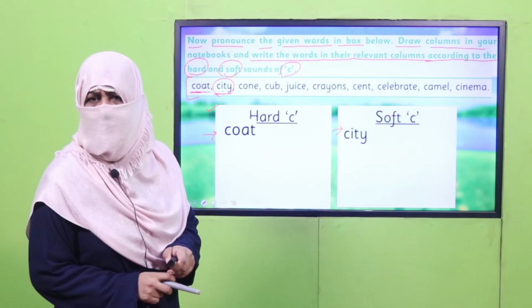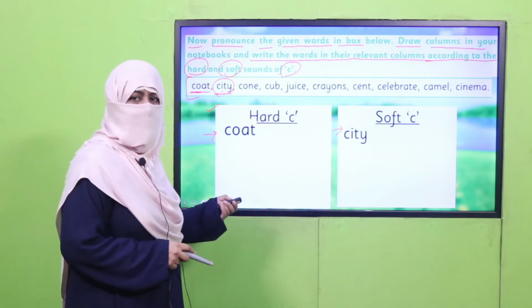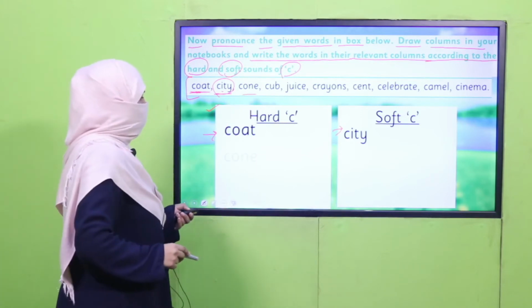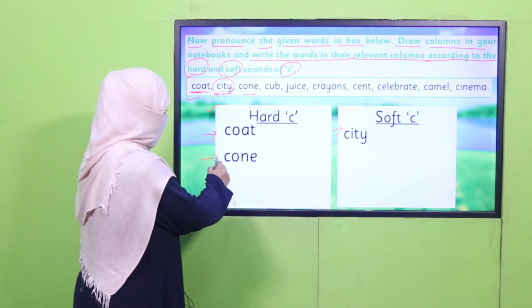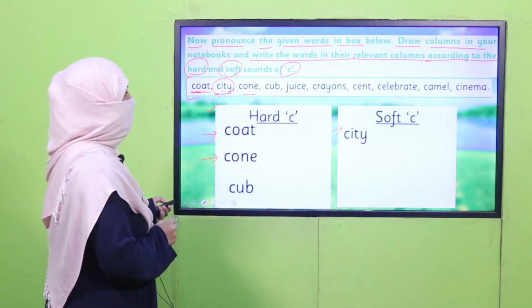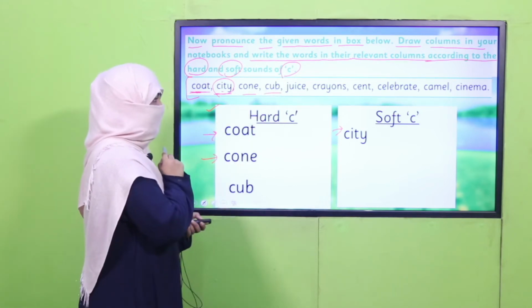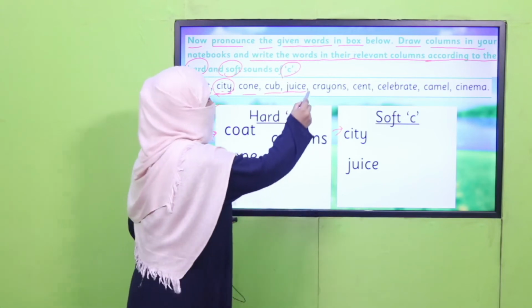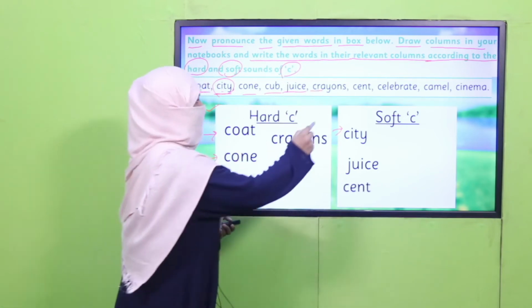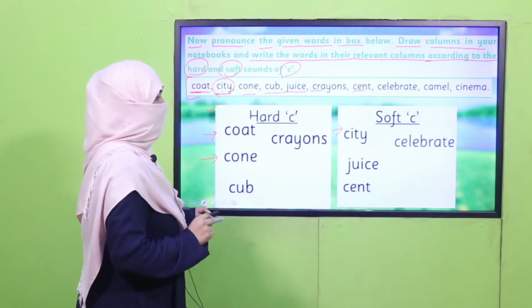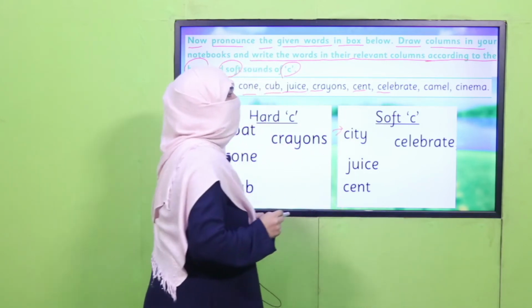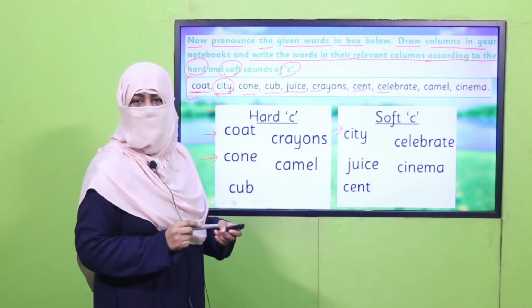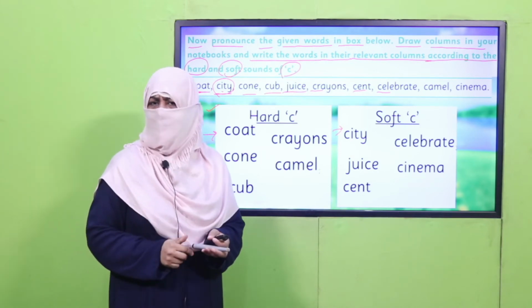Yes, my dear children, are you done with it? Now tell it with me. Have you done it correctly? Next is cone. Cone is with hard sound of C. Cub, again with hard sound of C. Juice, soft C. Crayons, hard C. Scent, soft C. Celebrate, soft C. Camel, hard C. And cinema with soft C, right? I hope you have done it correctly.